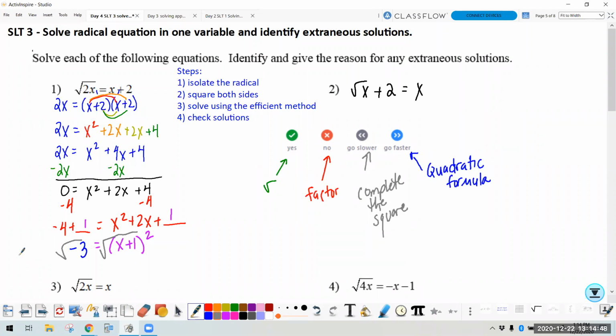Square root of -3. We can't do that yet. This one has no real solutions. This would be the kind where the line never intersects the square root. Go ahead, Johnny.